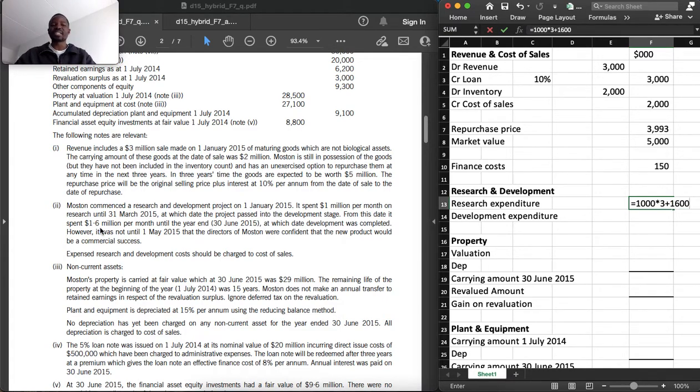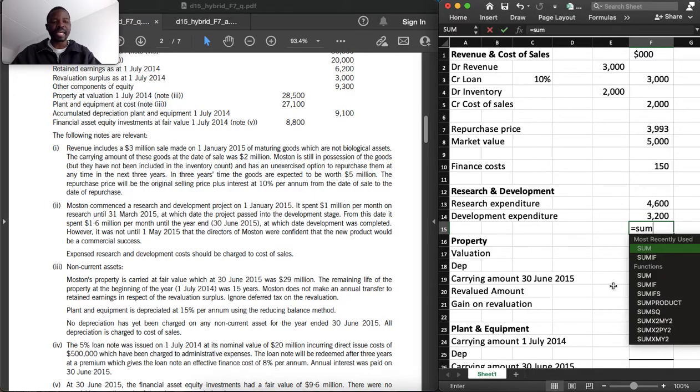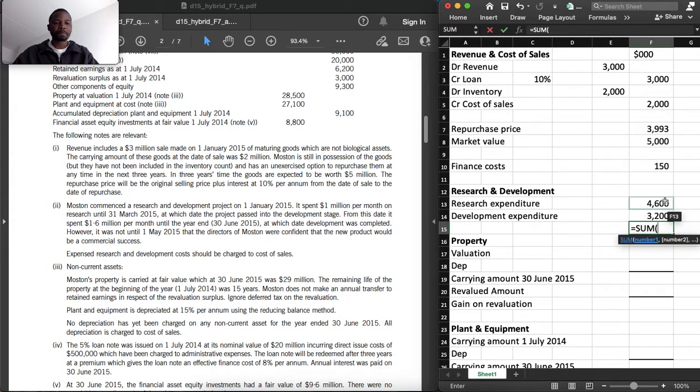1,600 as development expenditure. But with this development, the directors were not sure whether the project would be successful or not. Then from May, June, that is 1,600 multiplied by 2. This needs to be capitalized. So if we add this, we get the 7,800. But we need to expense the 4,600 and capitalize the 3,200.